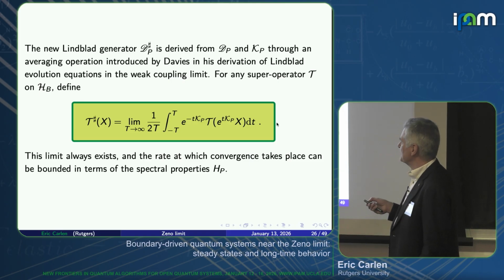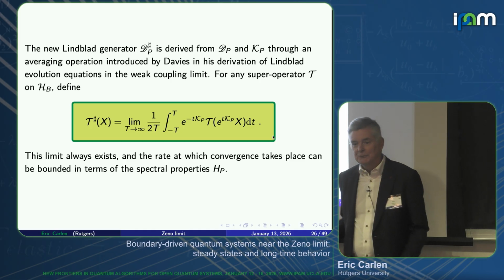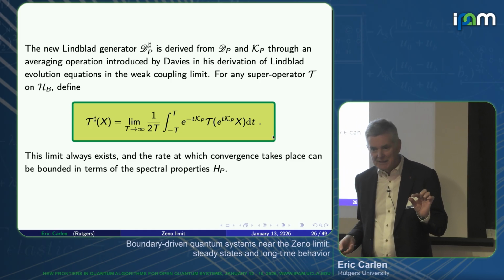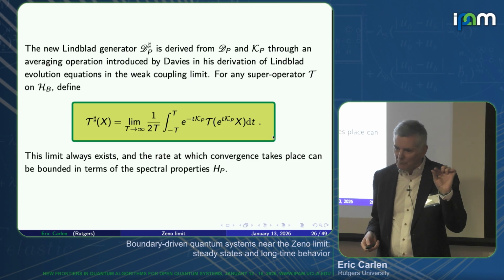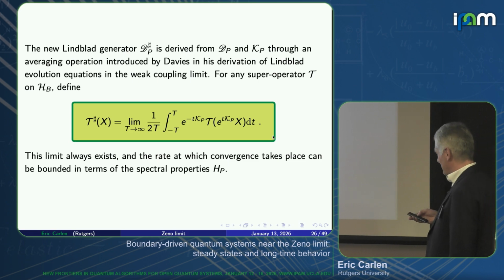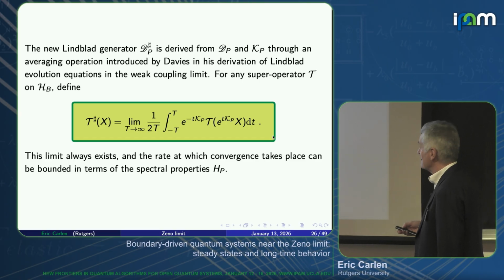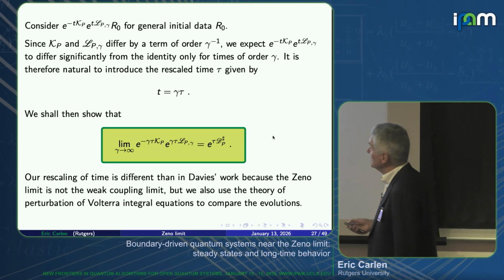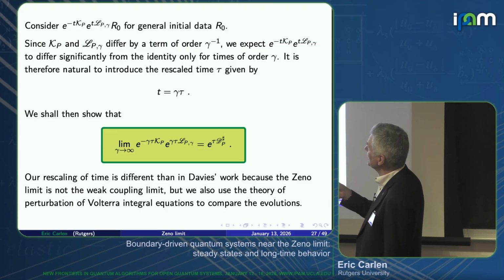Okay? And it's easy to see that this limit always exists. The convergence can be estimated in terms of spectral properties of H_P. It depends on the gaps between the Bohr frequencies, but okay, that's what it is. So this is something Davies introduced. Okay, so what we're going to do is we're going to do again what Davies did.